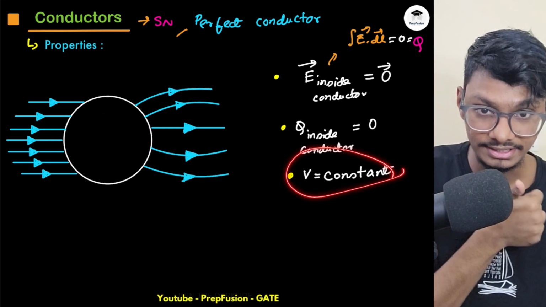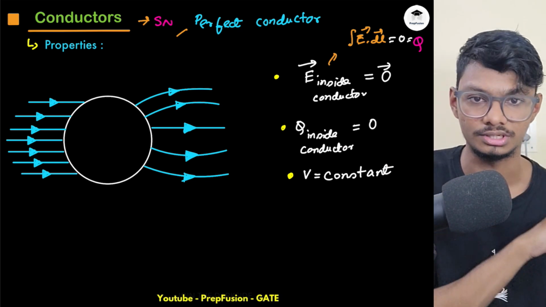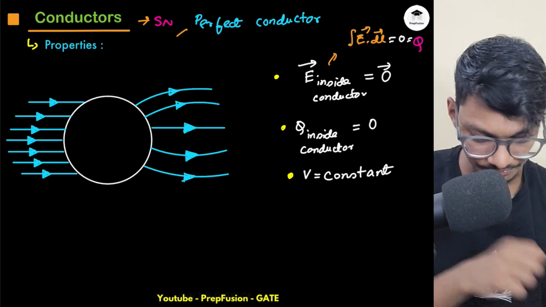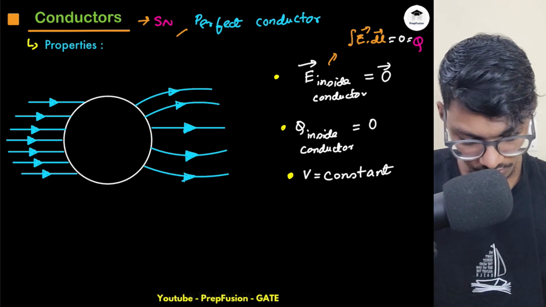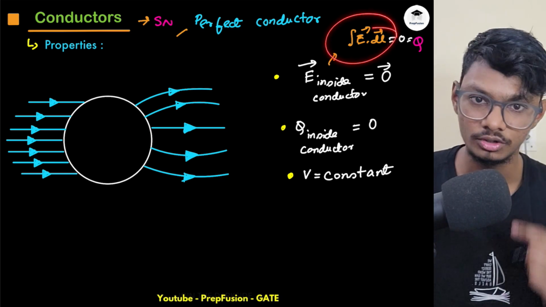Then the next, third point, which I didn't mention previously, is that the potential difference also will be constant. Why will the potential difference be constant? We know what my potential difference is. Potential difference V_AB is also equal to minus E dot dl, if you remember, right?